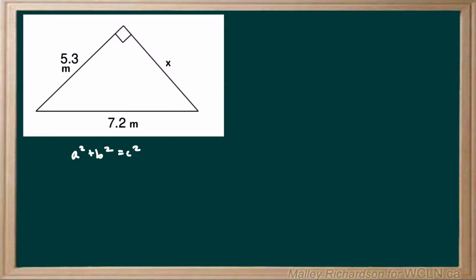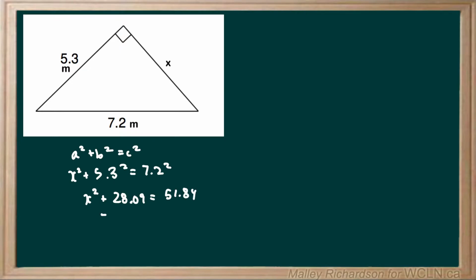So x and 5.3 meters are going to be our a and our b because they're not the longest side length, and 7.2 is going to be our c squared. So let's just label a as x squared plus b squared, which is 5.3 squared, equals c squared, which is 7.2 squared. Now we have x squared plus 5.3 squared, which is 28.09, equals 7.2 squared, which is 51.84.